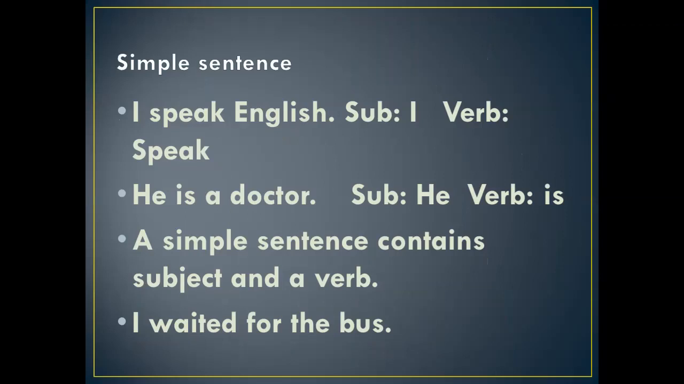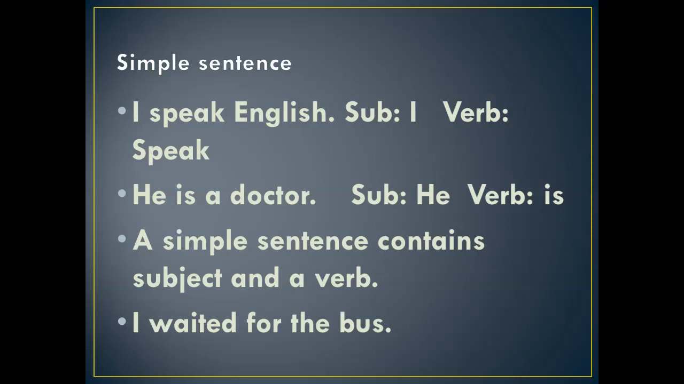For example, take a look at this sentence. I speak English. Okay, I is the subject. The doer of the action is called the subject. Action word, verb. So subject and verb. And it is also called an independent sentence. Okay, it gives complete meaning. I speak English. This is one example of a simple sentence.